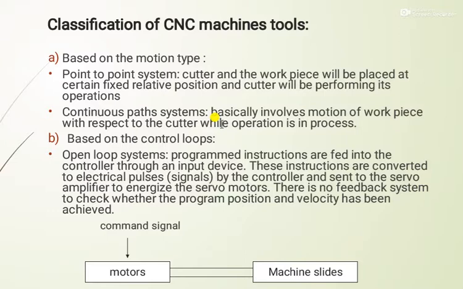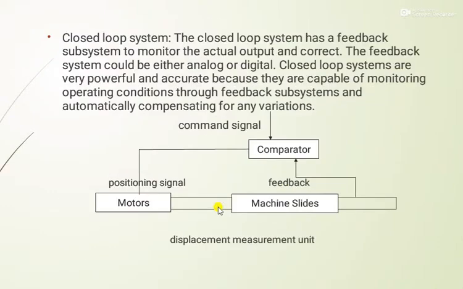Based on the control loops. Open loop system: programmed instructions are fed into the controller through an input device. These instructions are converted to electrical pulse signals by the controller and sent to the servo amplifier to energize the servo motor. There is no feedback system to check whether the programmed position and velocity has been achieved.